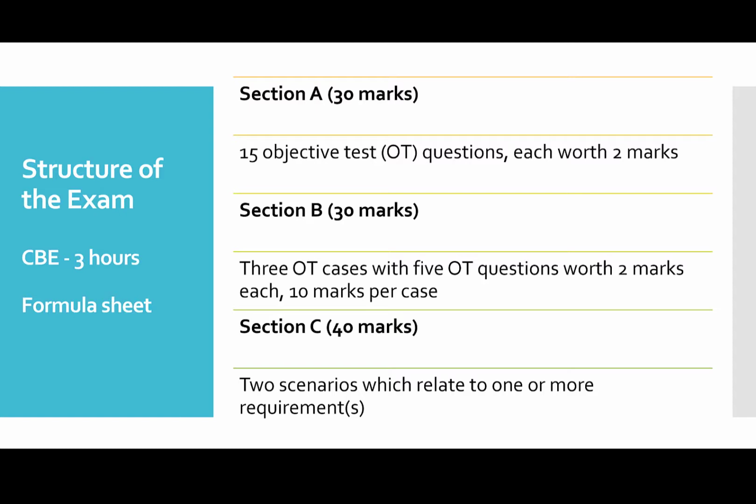Then section C is 40 marks, and so there are 2 questions with 2 scenarios and 20 marks each. Now, the 2 scenarios will relate to 1 or more requirements, and those requirements could be calculation, which you'll be doing in a spreadsheet, or they could be written, which you'll be doing in a word processor. You do need to become proficient at those because there's a real exam technique for them, and you will be learning that across the course, especially on revision.